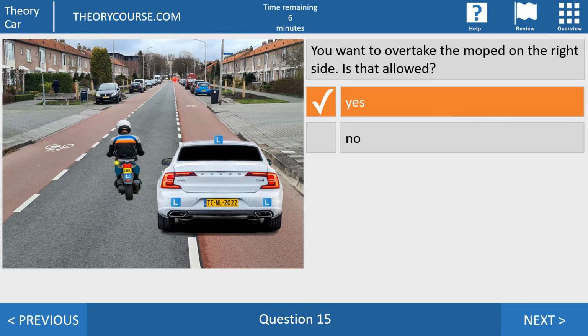But if this lane is not broken but a solid white lane, then you may not overtake this moped on the right side. Then you have to wait behind him.